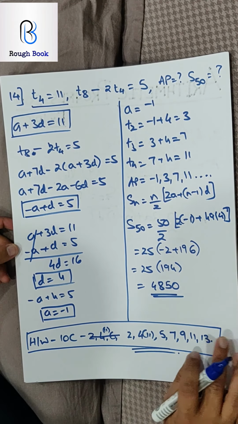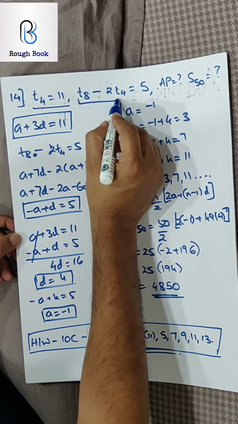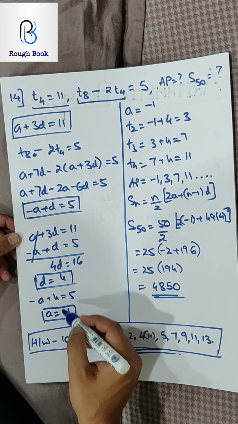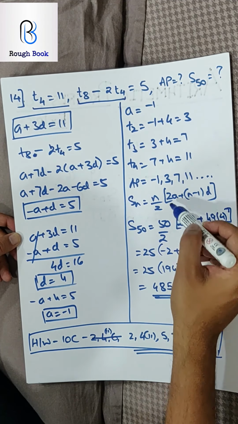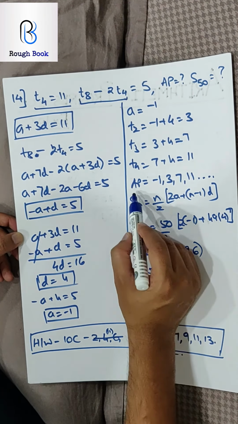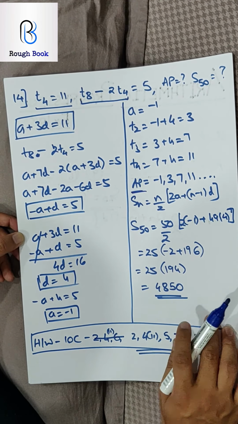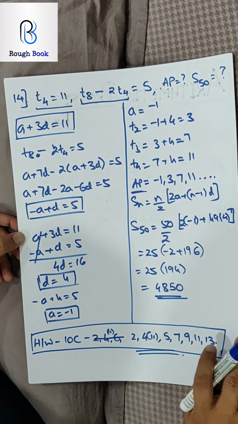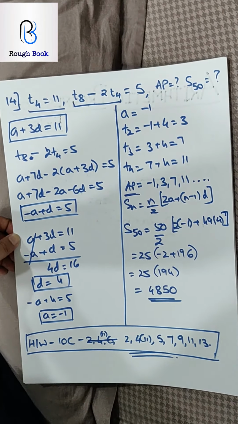Yep. So interesting question. Major part was getting this, then get A and D, then find the AP. Once you get A and D, people forget this, they directly come to this one and they forget the AP. So they lose their mark on that. So find the AP and then find your SN. Are you okay with me till here?